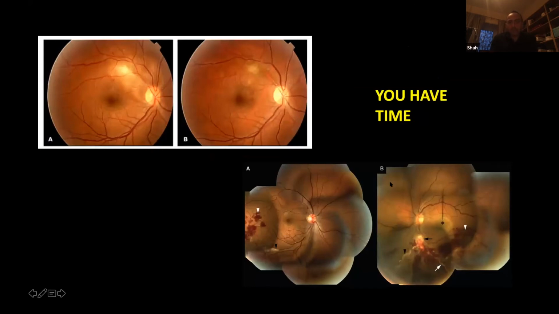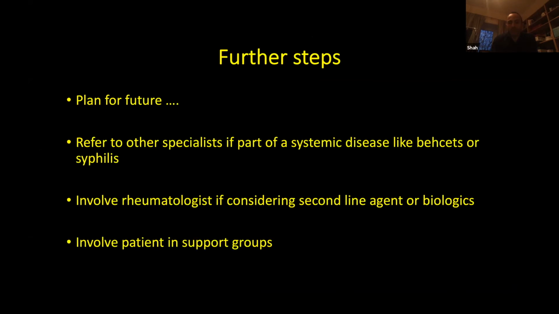And then, sometimes, as I've written here, you have time. So in this picture, the nerve and the macula are not involved. So with this patient, you don't have to rush. You've got hemorrhages in the periphery, you've got a bit of vasculitis, so you're thinking maybe this could be sarcoid, something like that, and then you have time to do your serum ACE, chest X-ray, etc., and wait for the investigations to come back. So that's very important to know what you are dealing with.